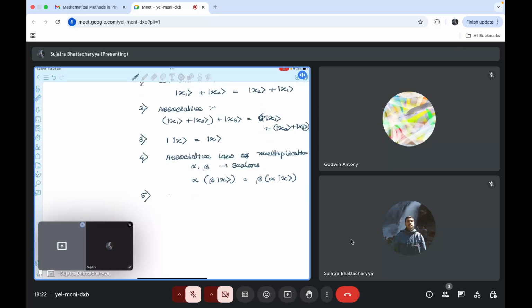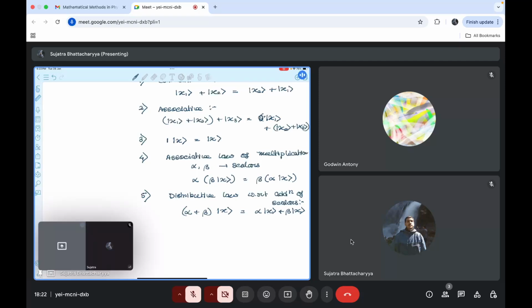The fifth property is the distributive law. This is with respect to addition of scalars. What does that mean? Again, alpha and beta are scalars. Alpha plus beta times ket x, that is a vector, can be written as alpha times x plus beta times x. This we can write.